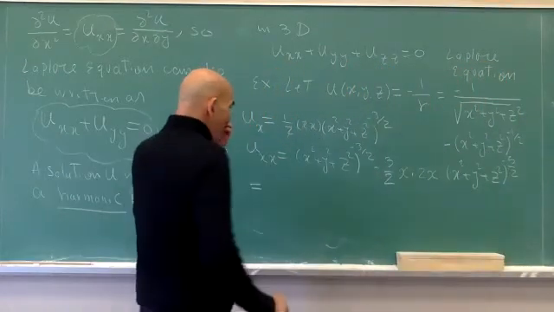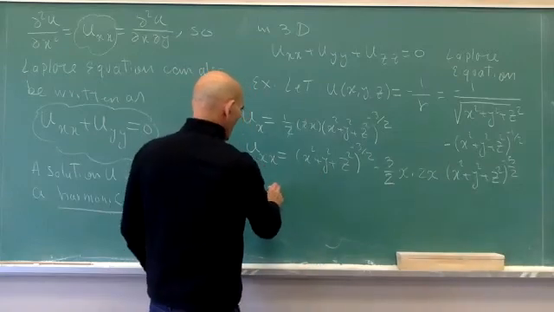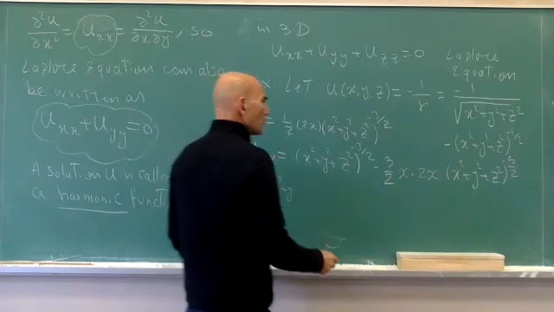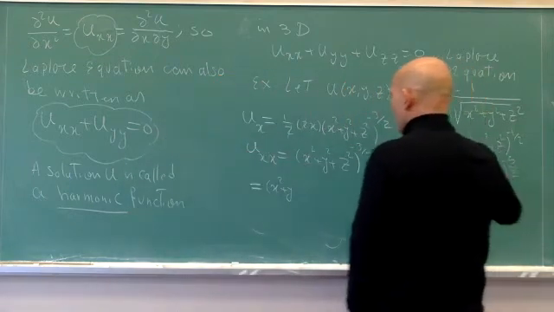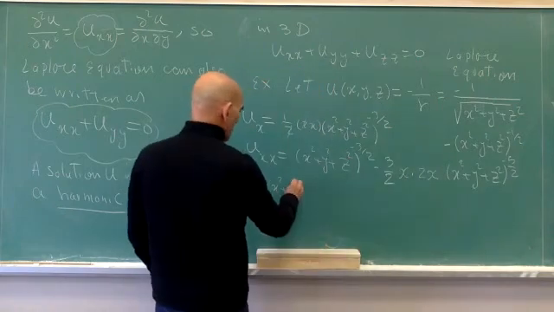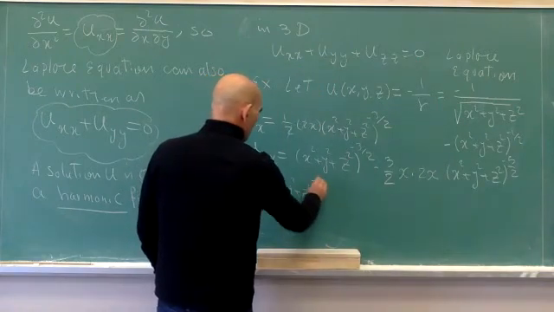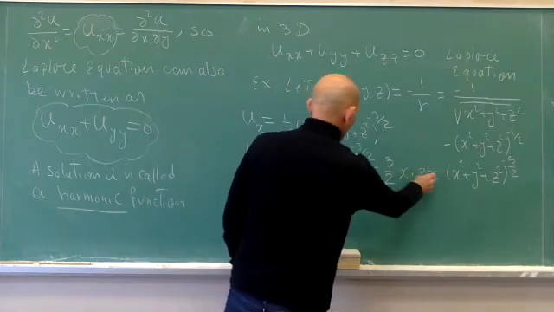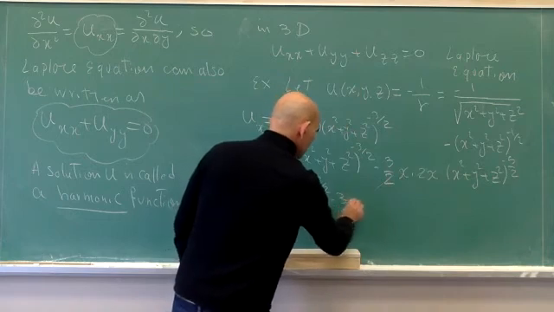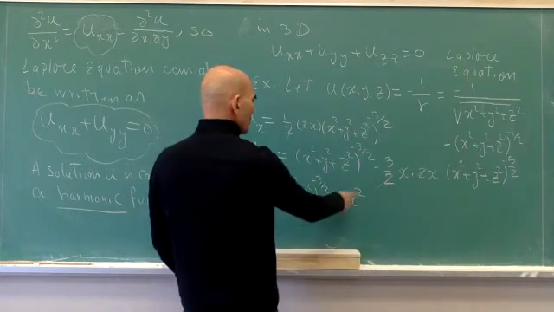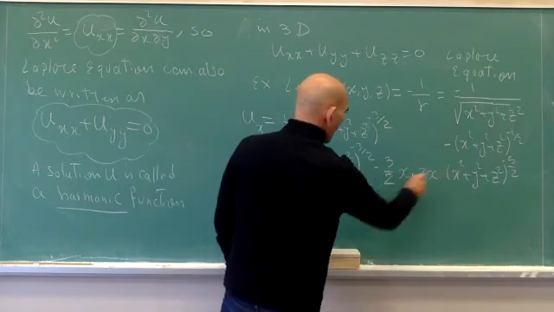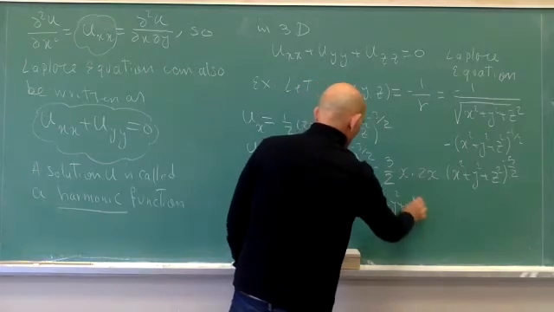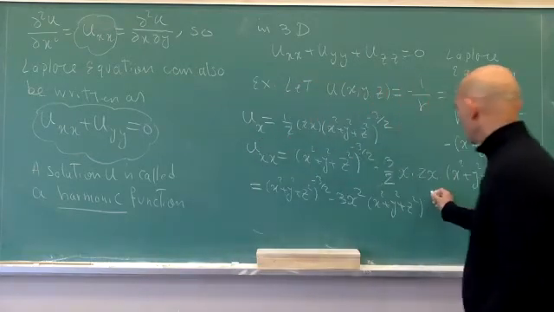Okay, so I've got x² + y² + z². I'm going to write everything in terms of r actually. That's easy. Well, it doesn't matter. Let me just write negative 3/2. And now there is a simplification here. So this is negative 3x squared, right? Negative 3x squared. Then I've got (x² + y² + z²) to the power negative 5/2.